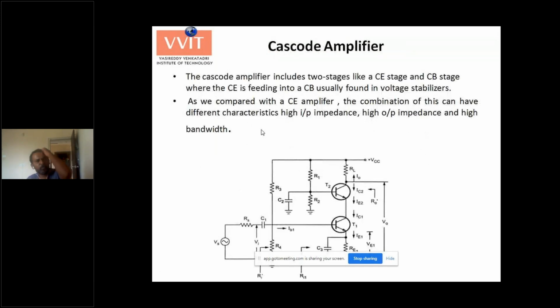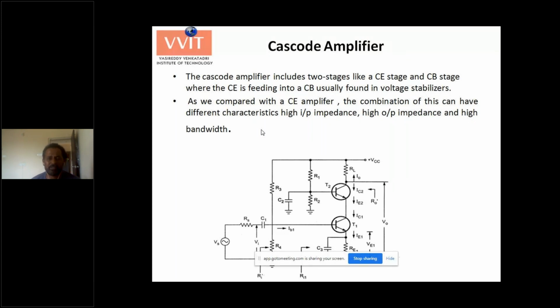Then we have one more popular two-stage amplifier, which is known as the cascade amplifier. Essentially, this is used in voltage stabilizers. In our electronics courses, nowhere do you find this application. Even in my time, I didn't find this application. But we always study the cascade amplifier. We never study voltage stabilizers.